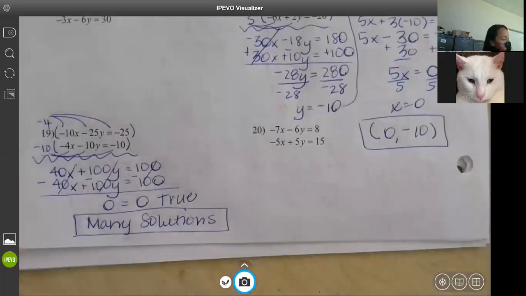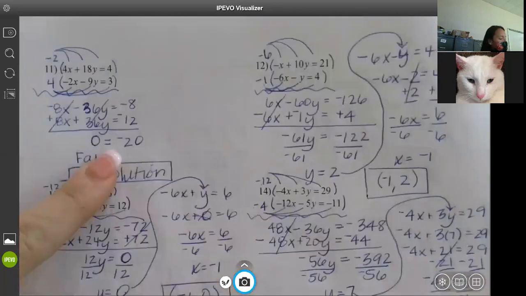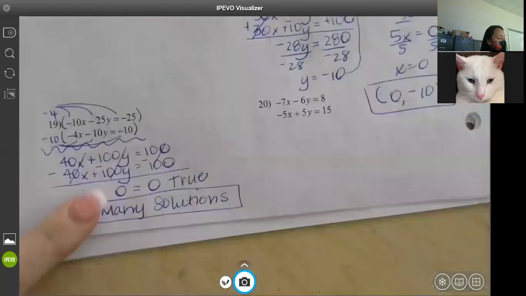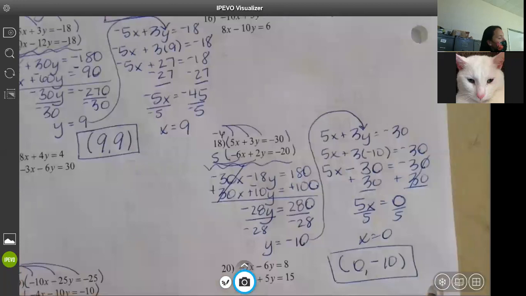All right. So number 11, look at the difference. In number 11, these two don't equal. So when they don't equal, it's no solution. When they do equal, it's a bunch of solutions. It's everything you can think of works. So if it's not equal, nothing works. If it is equal, everything works. And then otherwise, it'll give you one single point. Got it? All right.